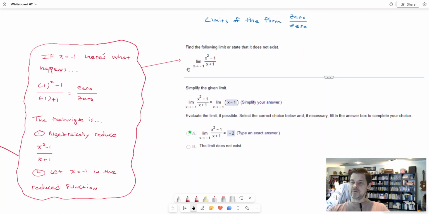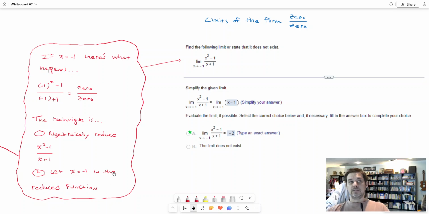Now, whenever you encounter that, here's what we'll do. We'll algebraically reduce the function that we're given. In this case, that's x squared minus 1 over x plus 1. And then once we algebraically reduce it, I'll let x be negative 1 in the reduced function. That's the general technique.